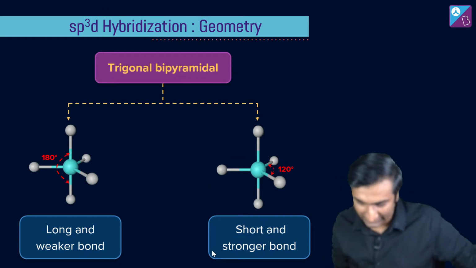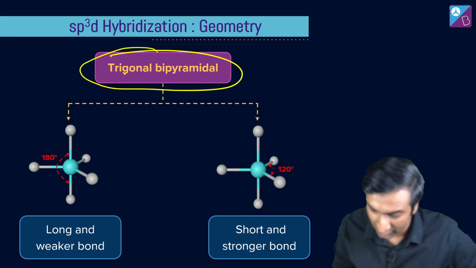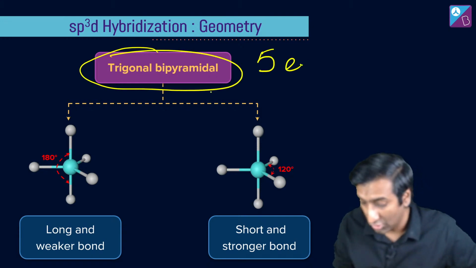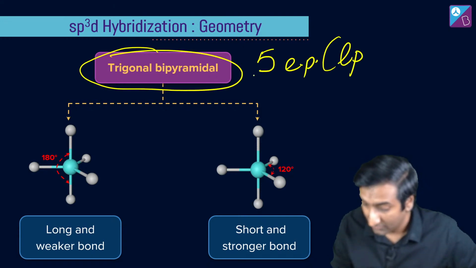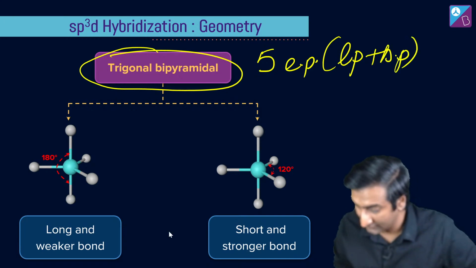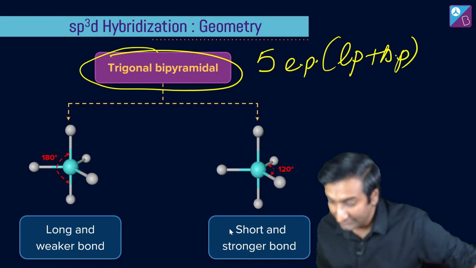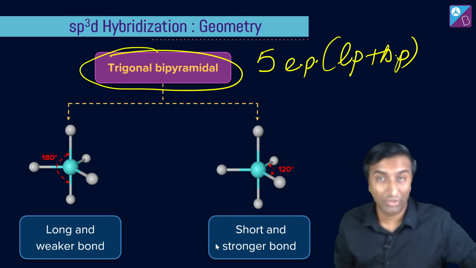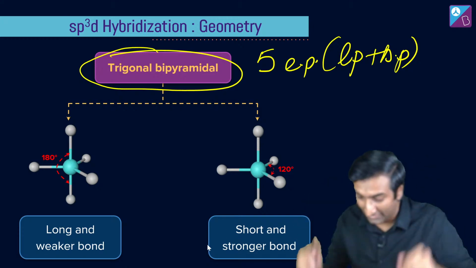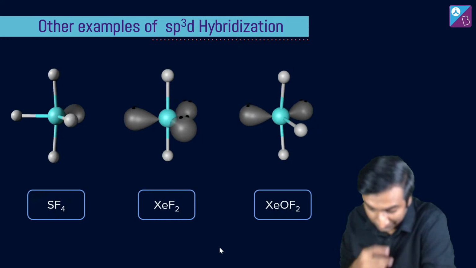All right. So this geometry is known as trigonal bipyramidal, which is basically 5 electron pairs, and this can be lone pair plus bond pair. Both are possible, okay? Not necessarily just lone pair. So other examples of this, sp3d. Look at this, and this is what is going to blow your mind away. Check this out.